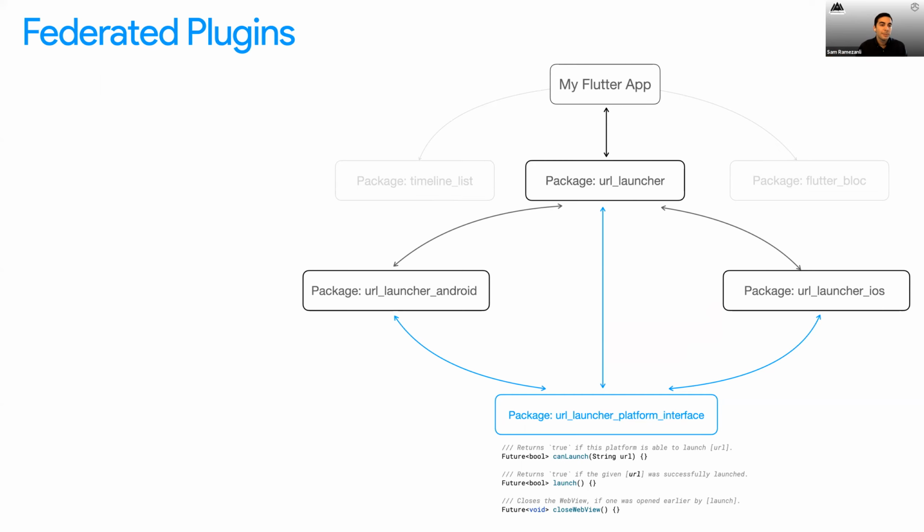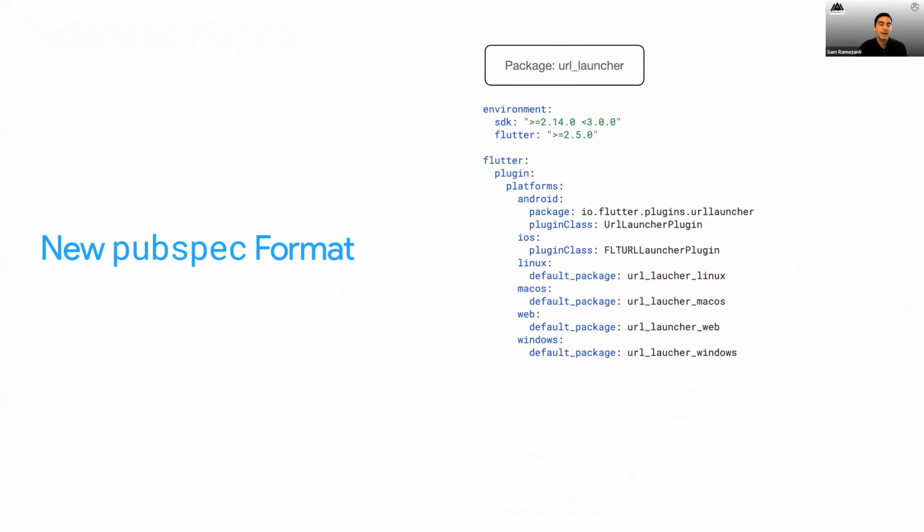And all this cool stuff is available to us because of the new pubspec format, which enables you to actually define what platforms you want to get your implementation from. For example, this one I got from the url_launcher GitHub, where it's specified, as you can see, for example, for macOS, the default package is url_launcher_macos, or for web, it is getting the specific web packages.